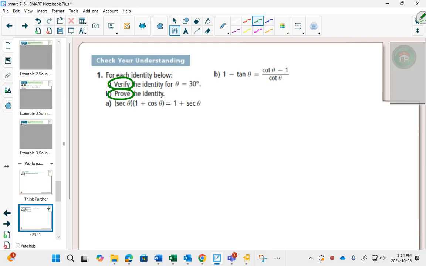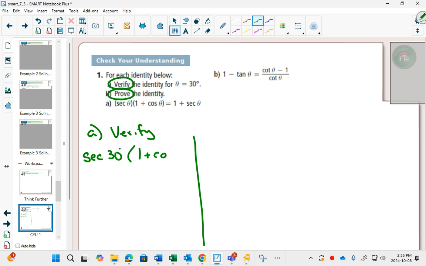But I will show you the work. If you have a verify question, you set it up the same way with the left side and the right side and a line, but you plug in the angle.